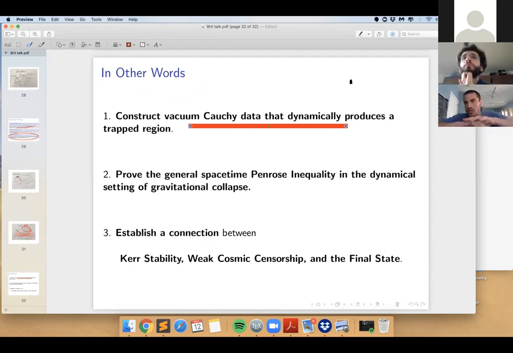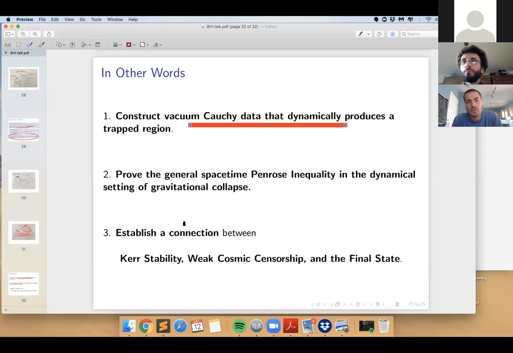So not just a single trapped surface, but a whole host, an infinite number of trapped surfaces in an open set that's contained by these marginally outer trapped surfaces that bound them. We've been able to show that these marginally outer trapped surfaces asymptote to something null, which is what people expect, right, in the literature. We've been able to prove the general spacetime Penrose inequality in the actual dynamical setting of gravitational collapse. So realizing what Penrose was trying to go for by this idea, right? Testing these big conjectures with these more elliptic problems.